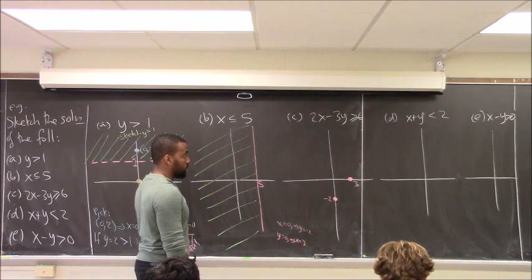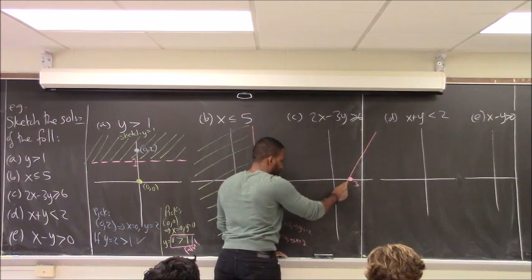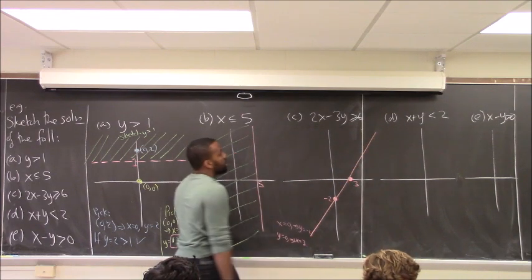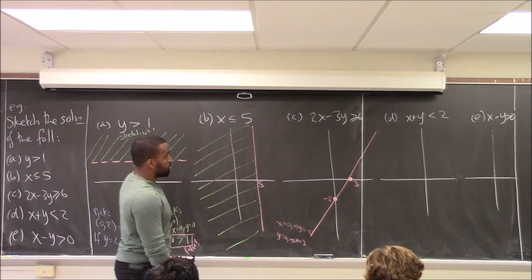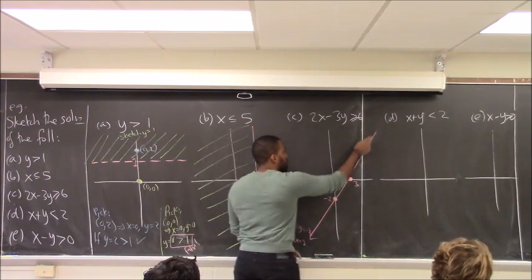Now for a straight line, you only need 2 points, so I'm just going to connect these points with a line. And that is an unbroken line because it's greater than or equal to. So it's a solid line, just going like that.